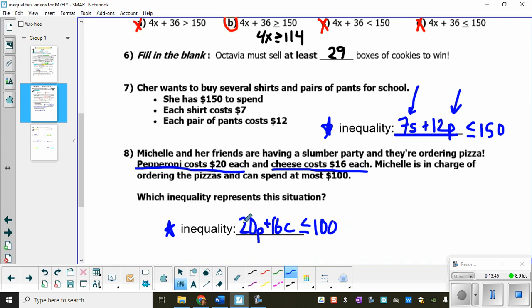Once again, you're kind of starting to see setups where you've got more than one variable in the same inequality. We're not going to solve anything here. I'm not telling you if she bought this many pepperonis, how many cheese did she get. We're not worrying about that. We're just trying to get comfortable with how to see that this inequality matches with this scenario.